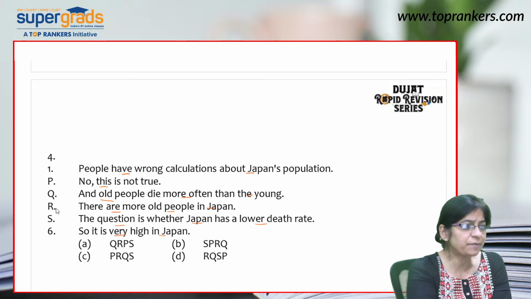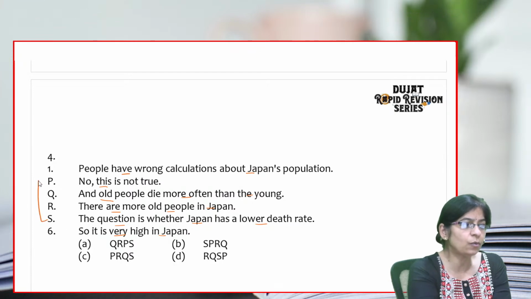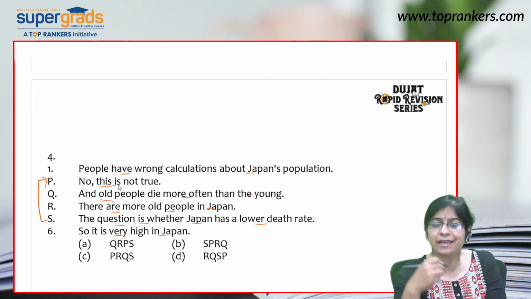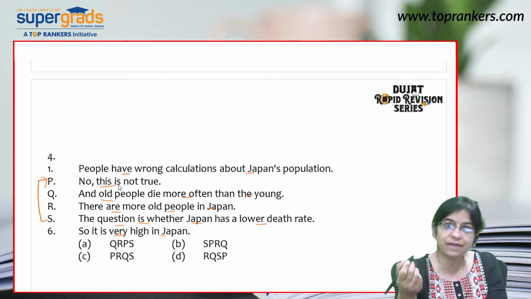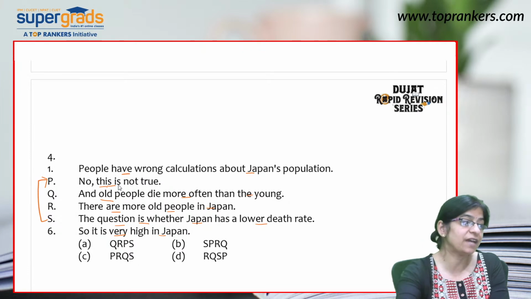The mandatory pair is: the question is whether Japan has a lower rate. No, this is not true. So you ask a question and you get the answer. It doesn't matter whether the answer is right or wrong or positive or negative. A question was asked and the answer was given. So S and P form a mandatory pair. Now let's look at the options that have S and P as one of the mandatory pairs, and that looks like B. Let's see if the answer is right.